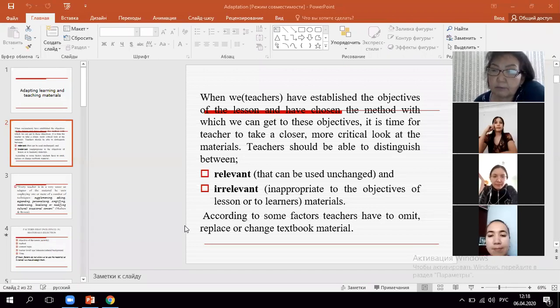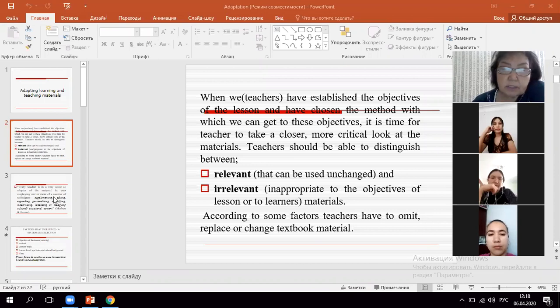So what is relevant material? It is the material that can be used unchanged. It suits all of our objectives. Irrelevant or inappropriate material is sometimes inappropriate to our objectives, sometimes to our learners, sometimes to the teachers' needs, yeah? So according to these kinds of factors, we have to omit, replace or change textbook materials.